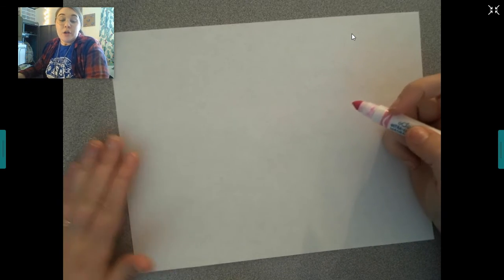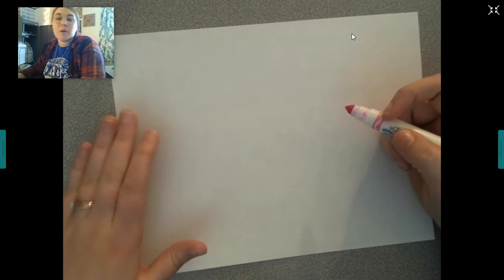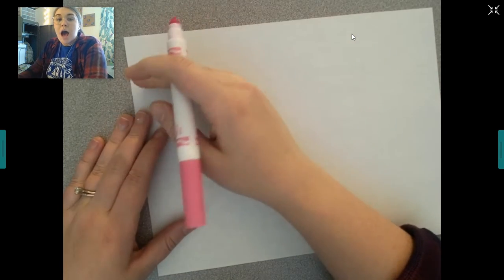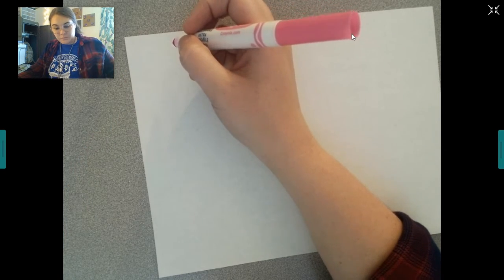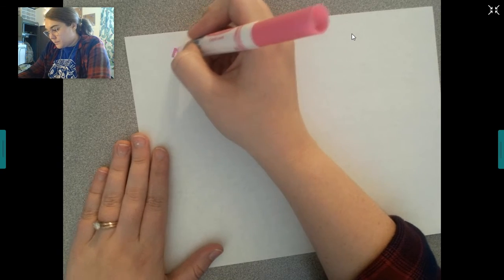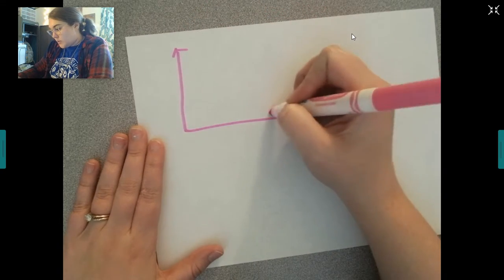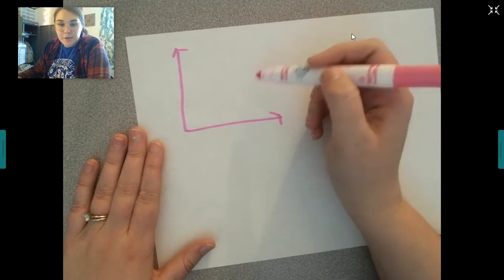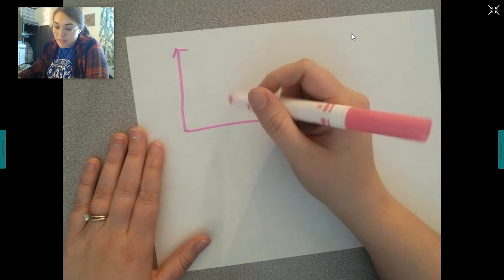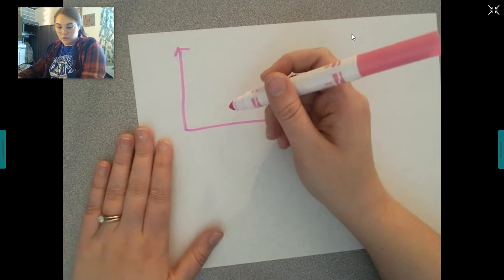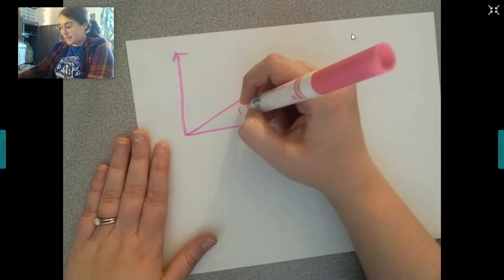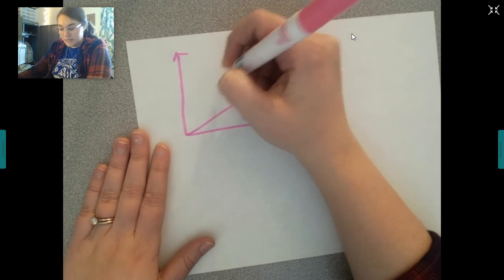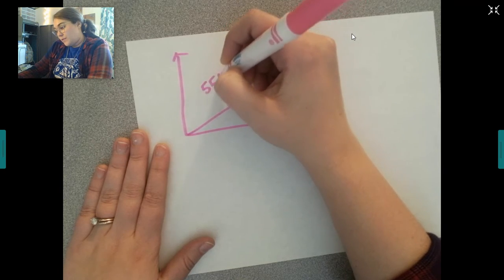So I want to review with you how we not only find the measurement of angles, but also how we name angles. I am going to show you this angle right here. It's not perfectly a right angle. It looks like it, but it's close, but it's not perfectly a right angle. And it is split into two different angles. This angle is 27 degrees, and this angle is 55 degrees.